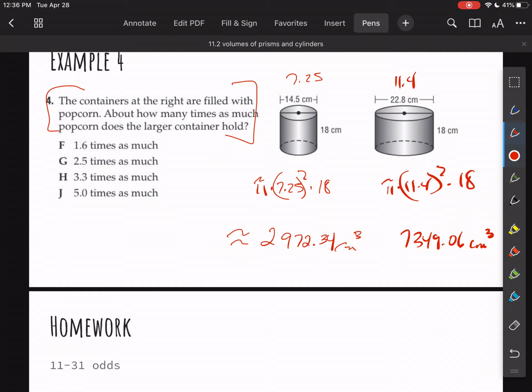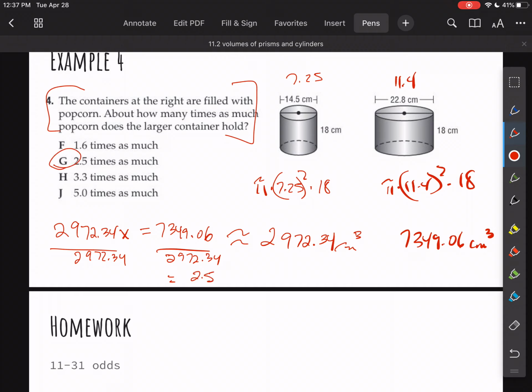There's always a chance that I make a mistake. But it says how many times bigger, right? So basically we're saying 2,972.34 times what number, or how many times bigger, would give me 7,349.06. Okay, so I could divide both sides by 2972.34, and when I do that, I end up with approximately 2.5-ish, it's like 2.47-ish. So my best answer there is G.